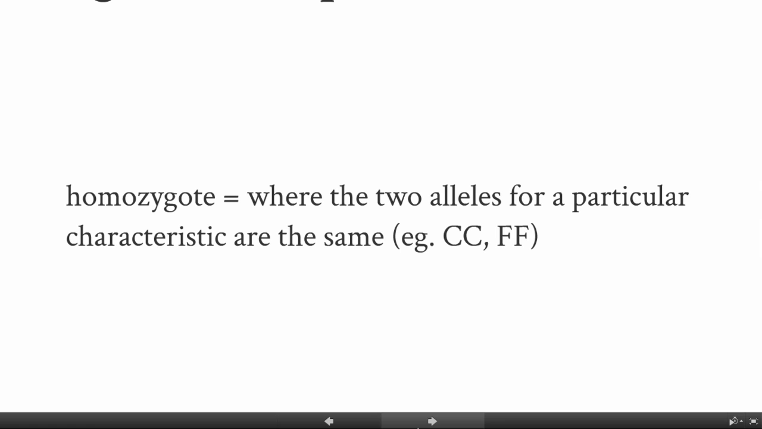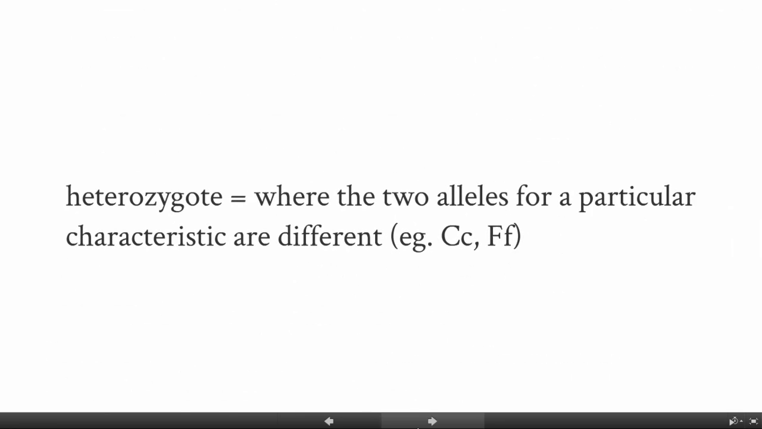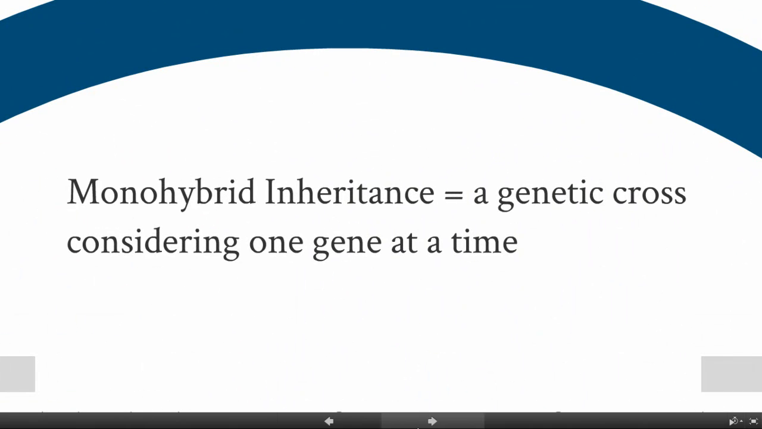A homozygote is where, for a particular characteristic, you have two alleles which are the same, so for instance big C big C, small c small c, or big F big F. A heterozygote is where the two alleles for a particular characteristic are different, so big C small c, or big F small f. Now we come to monohybrid inheritance. That's a genetic cross where you only consider a single gene at a time, and for this qualification, we only ever look at monohybrid inheritance.